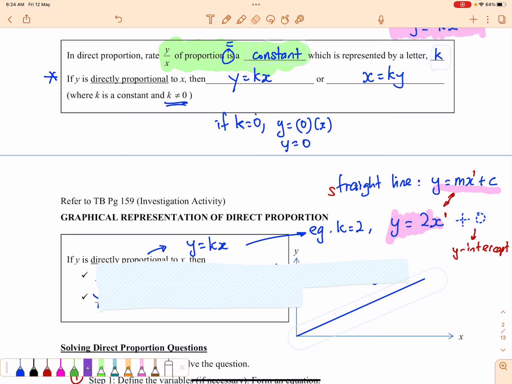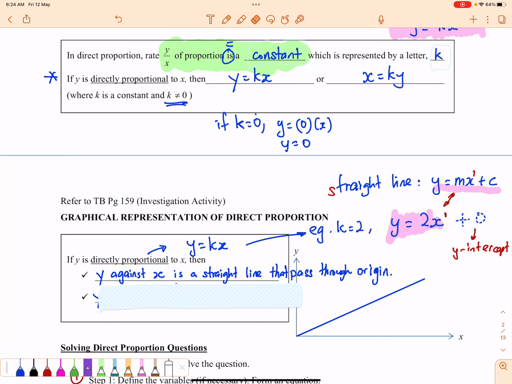Yeah? So it's a straight line that passes through the origin, right? Because there's no y-intercept. So there are two observations here. If y is directly proportional to x, we say that the first one, y against x, is a straight line that passes through the origin.